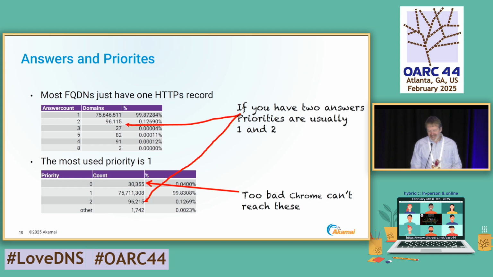But when you look at the numbers here, it's very uniform. Most of the domains out there only have one record. If you have two records, your priorities are pretty much 1 and 2. And that's all. And again, the 30,355 that are not reachable by Chrome, that's bad.